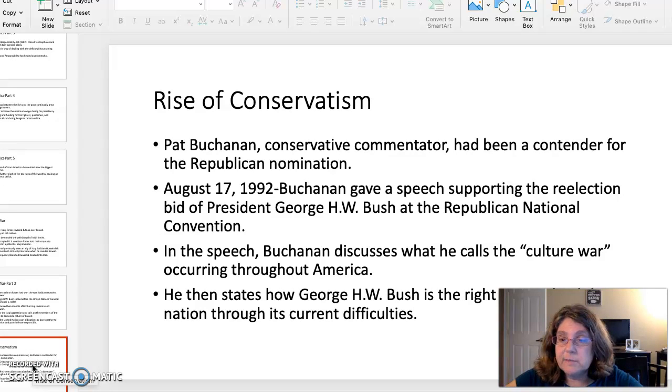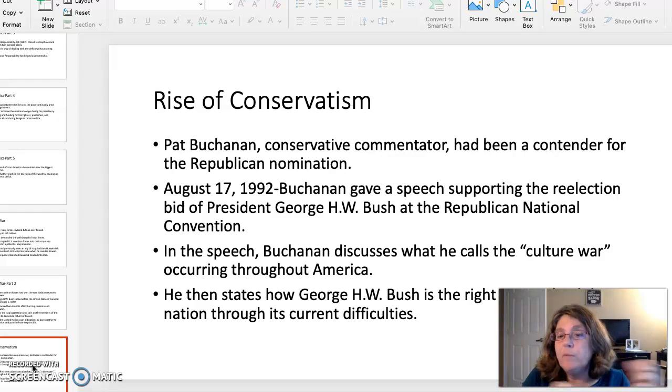The rise of conservatism is the third topic that you can go over for this project. Pat Buchanan, a conservative commentator, had run for the Republican nomination, but lost out to President George H.W. Bush, who was running for re-election. On August 17, 1992, Buchanan was chosen to give a speech in front of the Republican National Convention in support of President Bush's re-election campaign. It's a very famous speech in which he talks about a culture war.